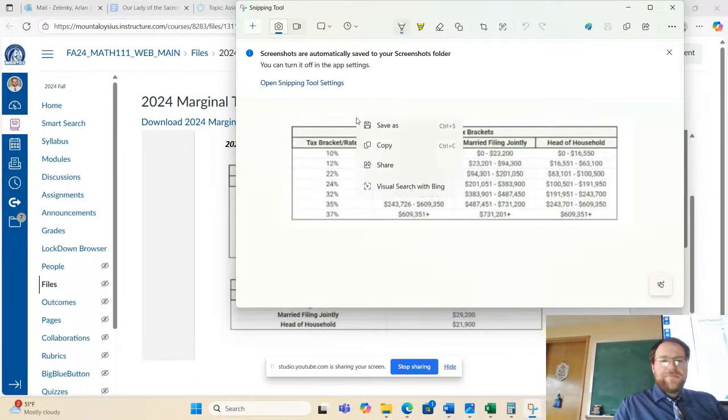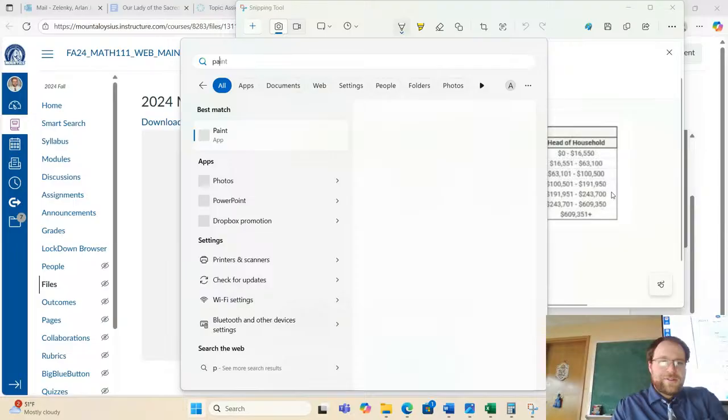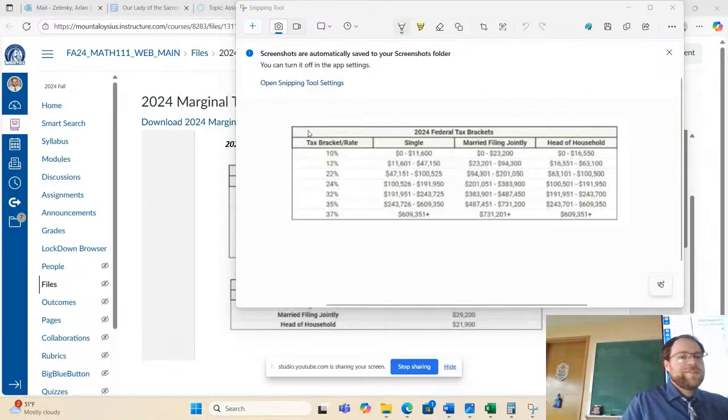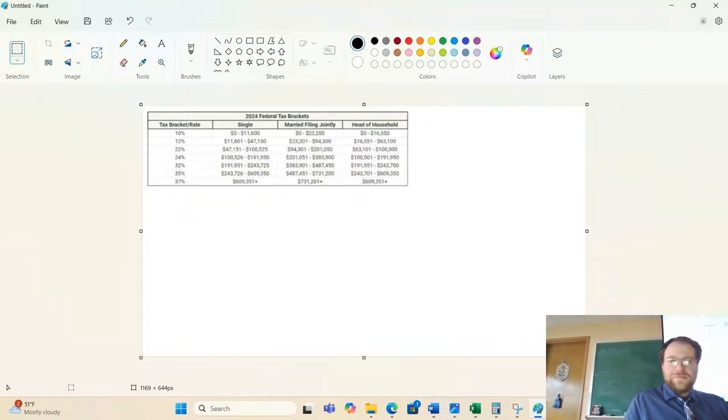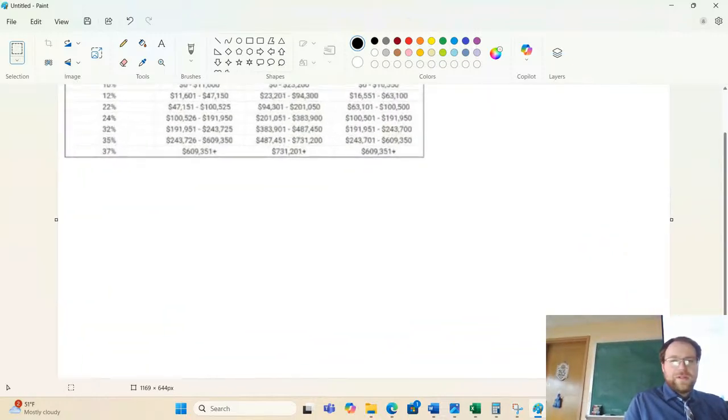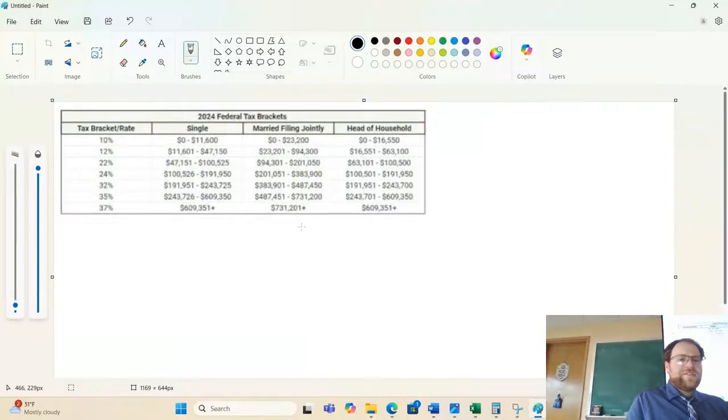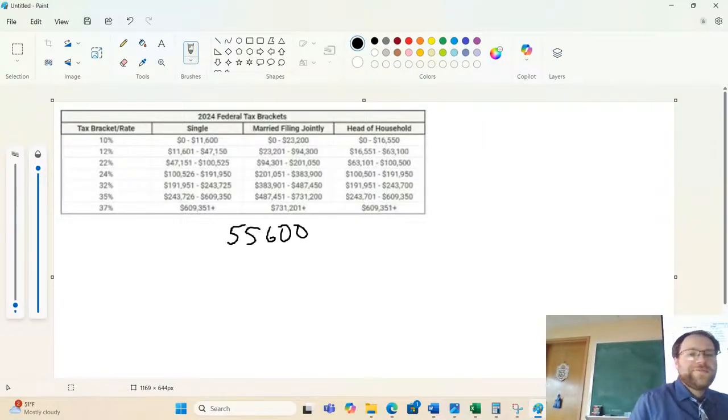And what I'm going to do here, I'll walk you through the calculation with the tax brackets. So that number that you got there, was it 55,600? Okay. So to figure out how much federal tax this would be, from 0 to 11,600, it's going to be a 10% tax.